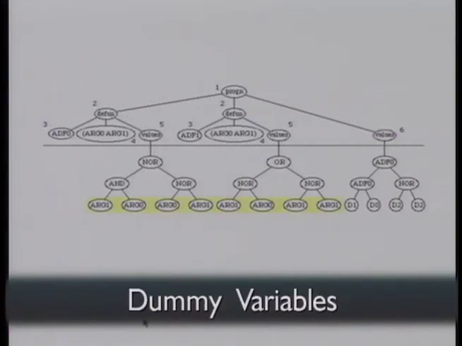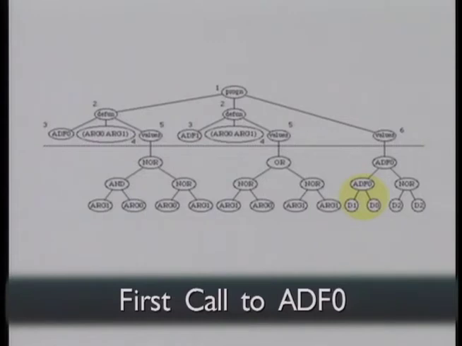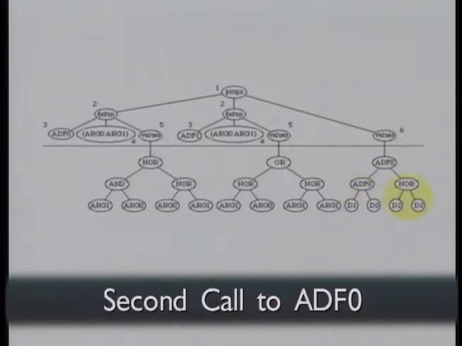The function-defining branches contain dummy variables or formal parameters, such as arg0 and arg1. The dummy variables are instantiated with values of the actual variables of the problem when the result-producing branch calls ADF0 the first time. The 2 arguments to the second call to ADF0 consist of the computed value NOR D2 D2 and the now known value ADF0 of D1 D0 obtained from the first invocation of ADF0.